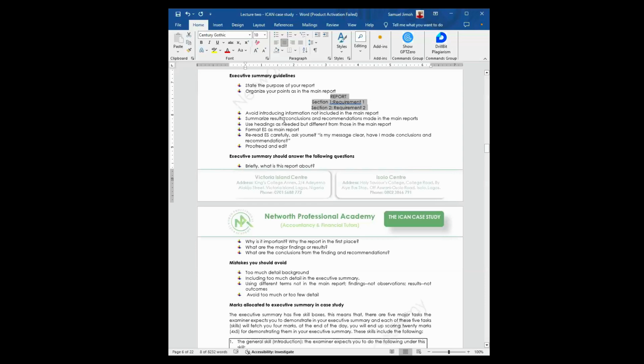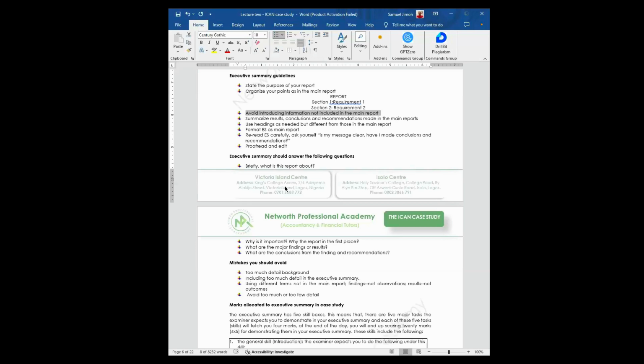Then you should avoid introducing information that you did not include in the main report. Most of the time, by the time you get towards the end of requirement two, you might have just about 10, 15 more minutes. And what you hear from the examiner is that they will say 10 minutes more. So there will be some point that you want to include in requirement two under the body of the report.